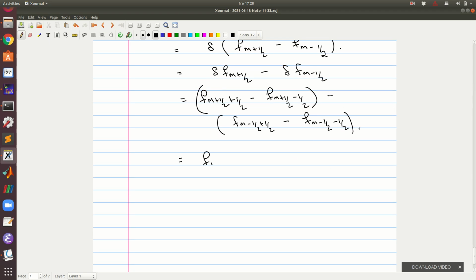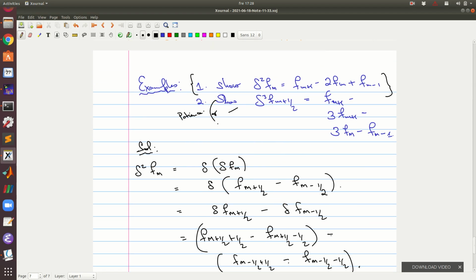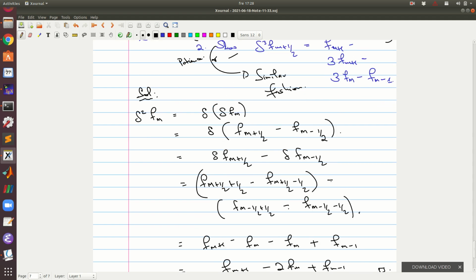Then this is just going to be f of m plus 1 minus f of m, then minus f of m, then this negative and this negative give us a plus f of m minus 1. So what we have here is f of m plus 1 minus 2 fm plus fm minus 1. The other one follows in a similar fashion.